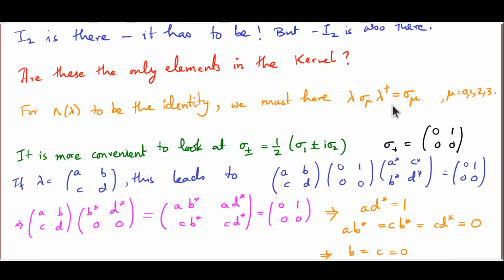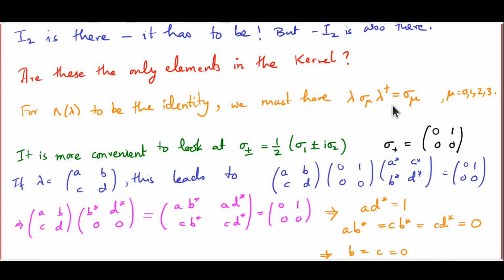times the adjoint matrix (A*, C*, B*, D*) is equal to (0, 1, 0, 0). Now multiplying the adjoint matrix by (0, 1, 0, 0) on its left simply gives you (B*, D*, 0, 0). And multiplying that by λ directly gives you a 2 by 2 matrix with the 4 elements AB*, AD*, CB* and CD*. Since this has to be equal to σ₊, this immediately tells us that AD* equals 1, so neither A nor D can be 0.